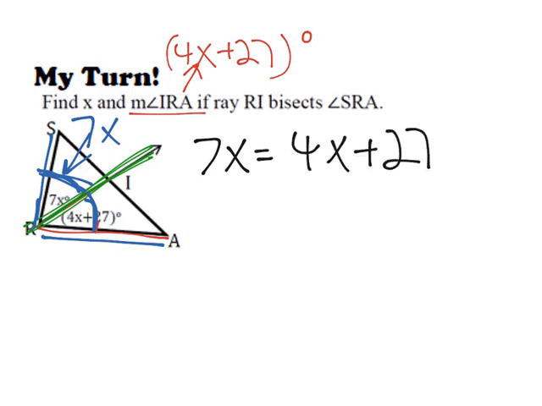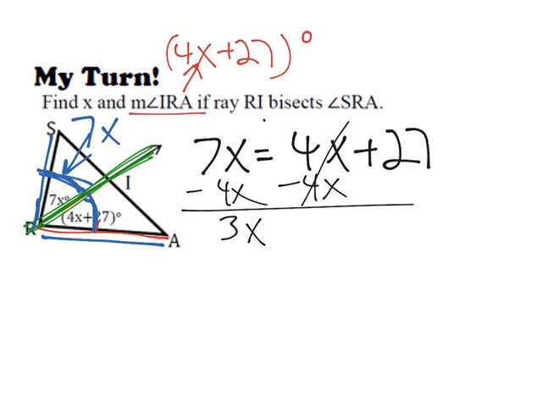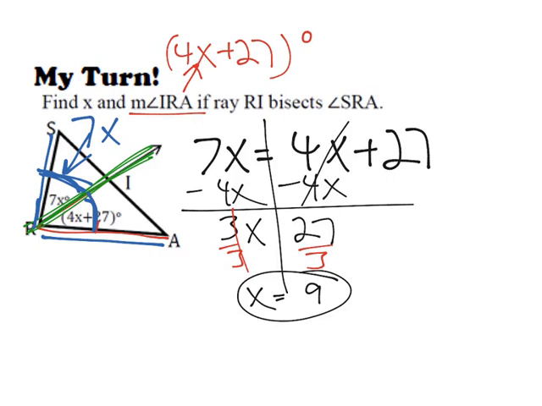So let's go ahead and solve for x now. Minus 4x on both sides. That goes away, and I'm left with 3x equals 27. Divide by 3 on both sides, and I'm left with x equals 9. Okay, so x equals 9 there.